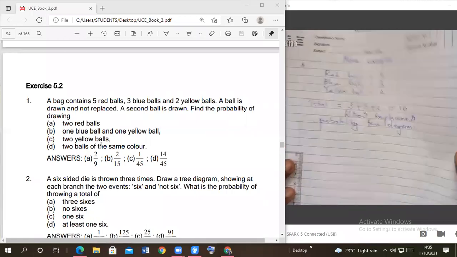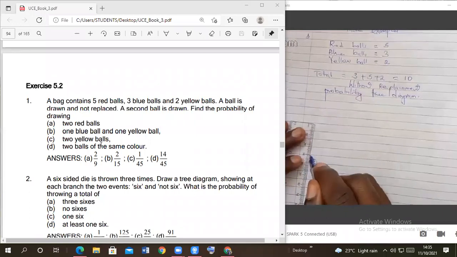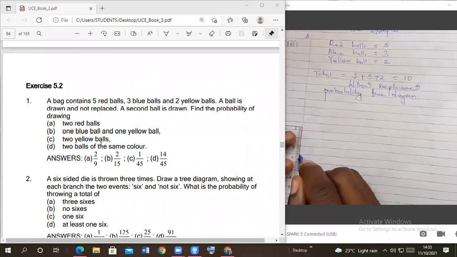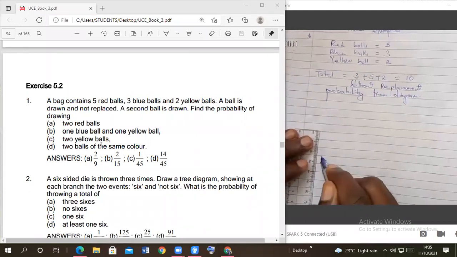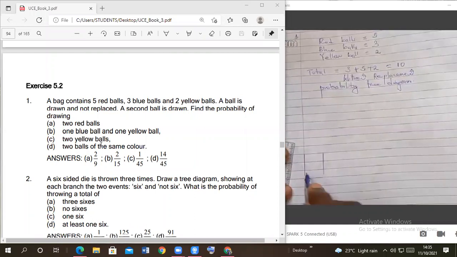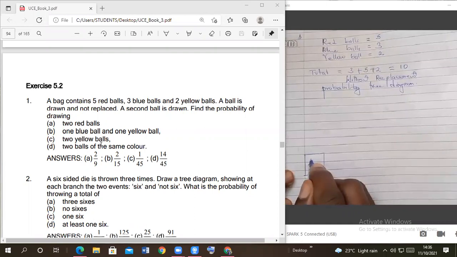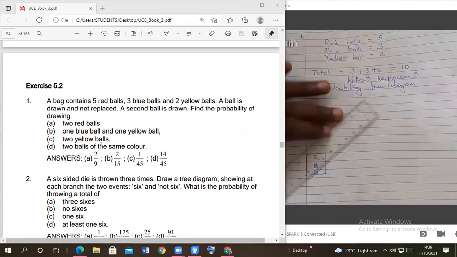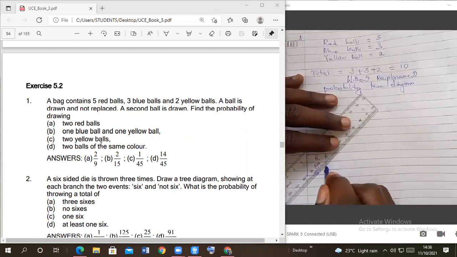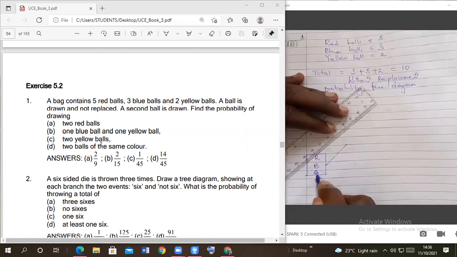So give enough space for your work, please. Because this time there are 3. I have red, I have blue, and I have yellow, sorry.